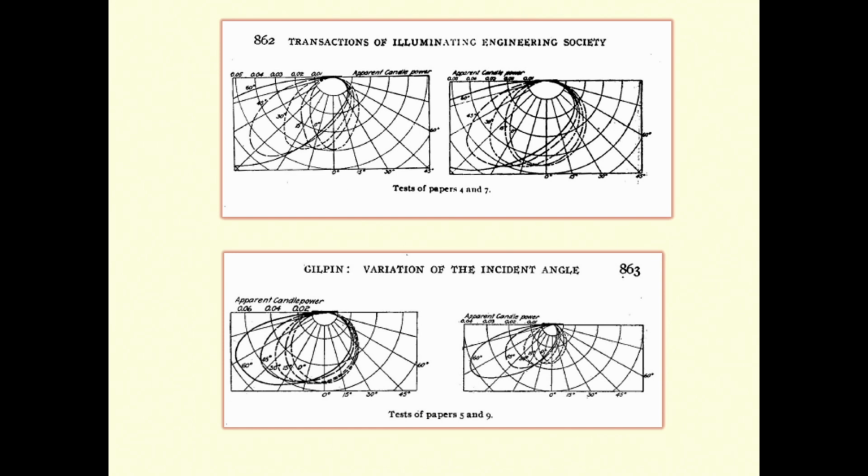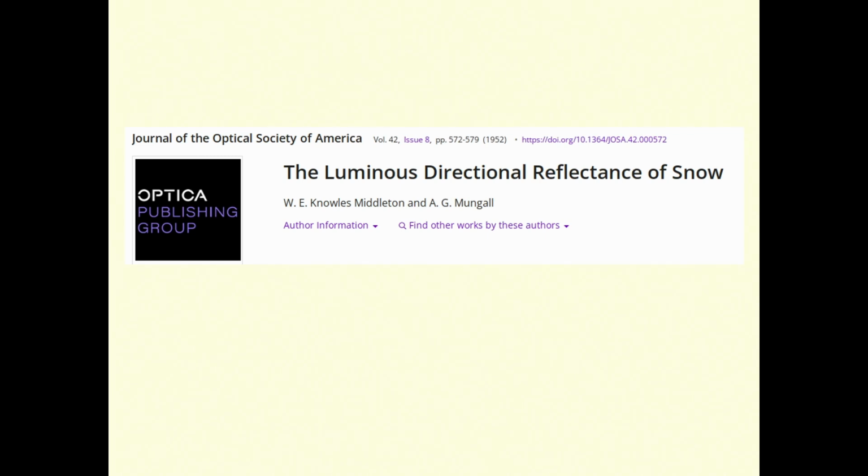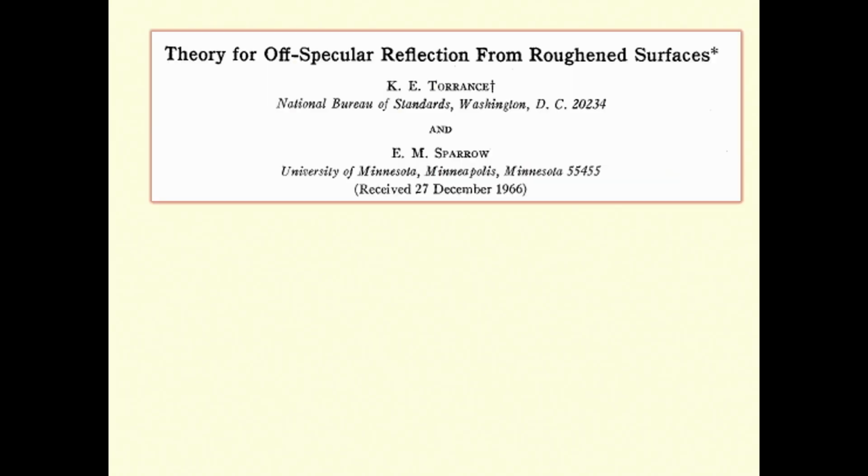But I kept looking around for other sorts of things. Here's my next score, luminous spectral reflections of snow from the University of Minnesota. They know snow. Keep looking around. Now here's the real score. Theory, that's nice. Off-specular reflection, that sounds intriguing, from roughened surfaces by somebody named Torrance and Sparrow.